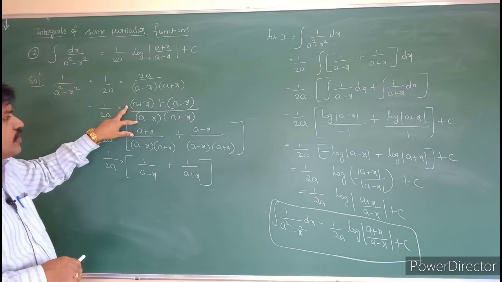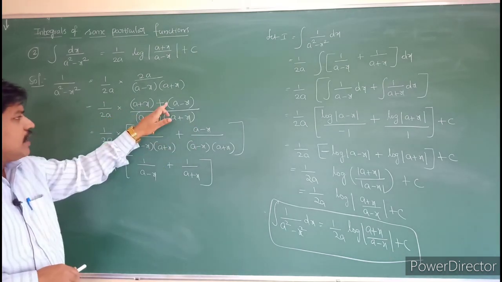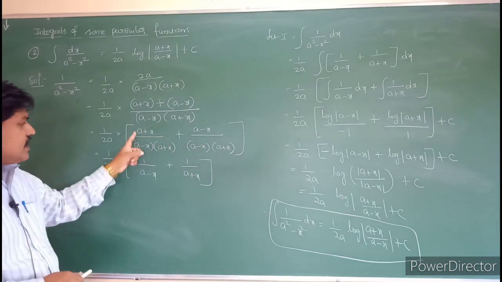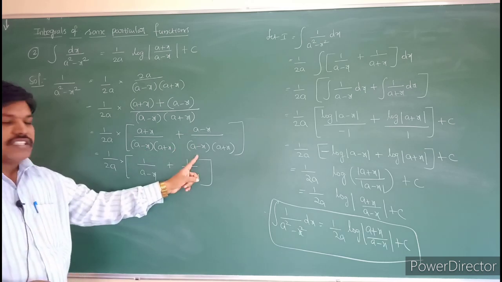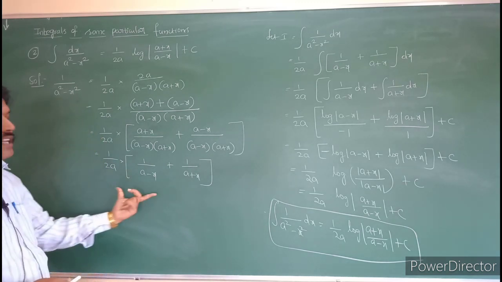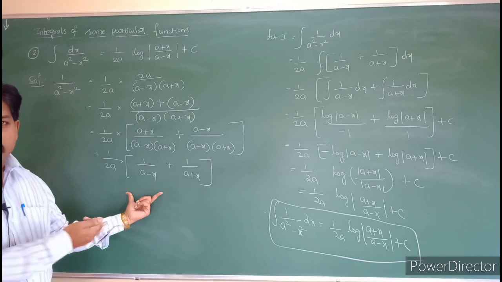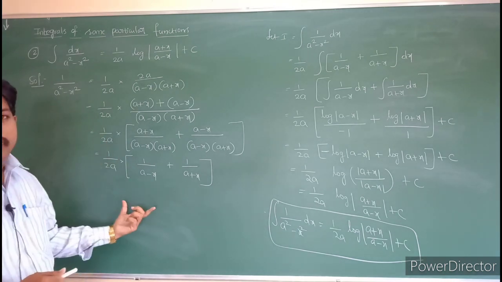Just separate the terms here: a plus x by a minus x into a plus x, similarly a minus x by a minus x into a plus x. Just separate the terms and cancel. A plus x will be cancelled, you will get 1 by a minus x. A minus x will be cancelled, you will get 1 by a plus x. So this value you can write in this manner. This is called partial fractions. In the next exercise, we will discuss how to separate the terms. Okay, so that is the partial fractions.